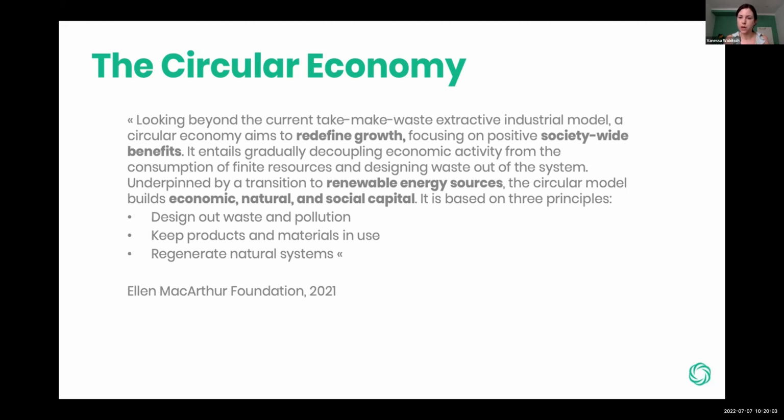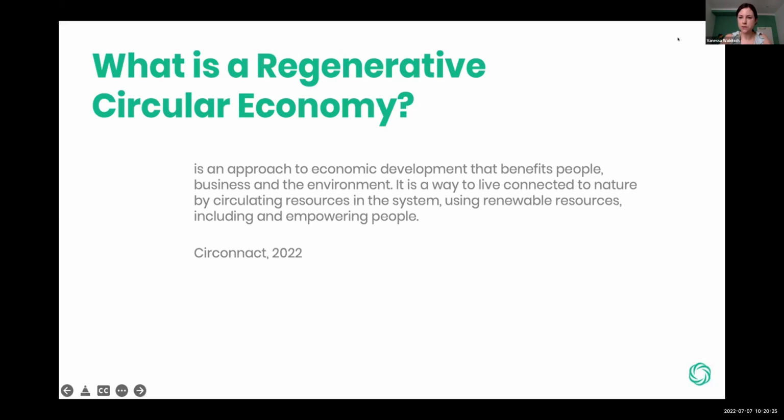Like what we are going to do today along the value and supply chain, we look at it and see how we can best develop solutions for each step, minimize waste, and keep products and materials in use. So regenerative circular economy is a way to look at economic development that really benefits the people, the economy, and the environment, to live connected to nature in green living territories, and to keep resources circulating in the system using renewable sources, including and empowering people to reach all these goals together.